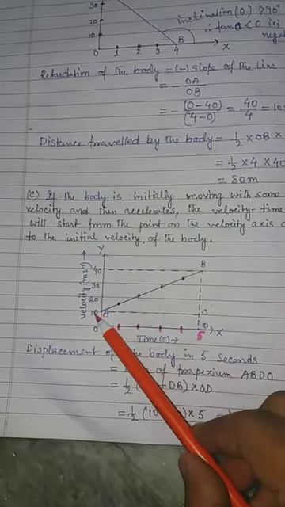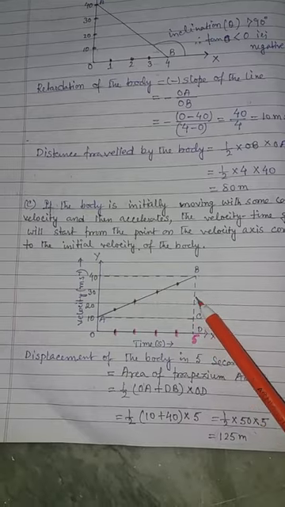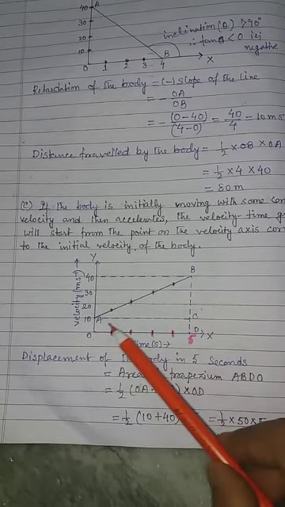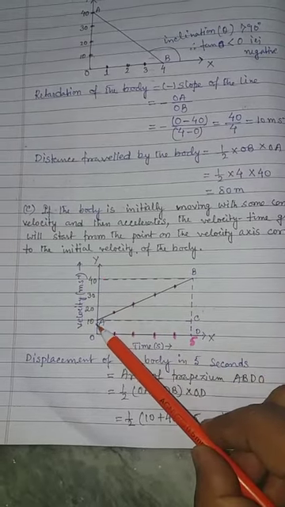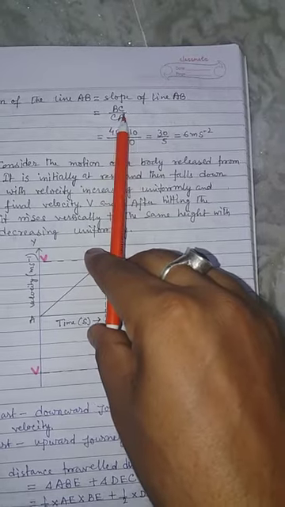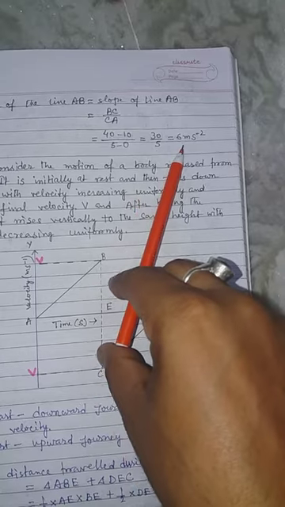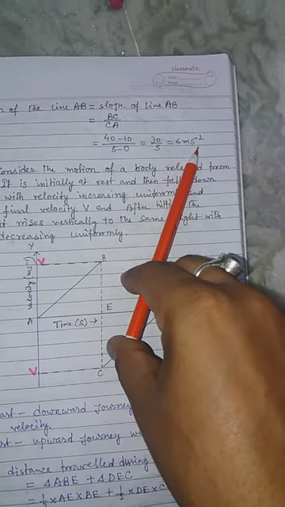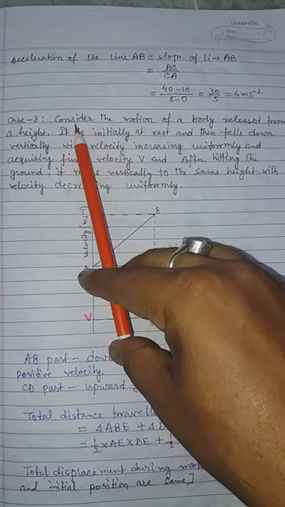Acceleration of the line AB equals the slope of line AB. Slope means, here we consider a triangle ABC. Slope means the value of BC by the value of AC. BC means 40 minus 10, AC means 5. Therefore putting the values of BC and AC, we get 30 by 5 equals 6 meters second to the power minus 2.